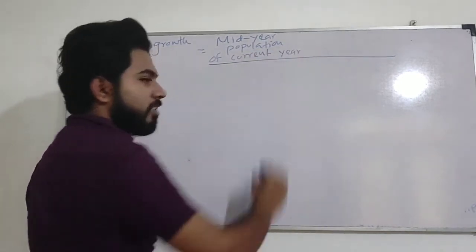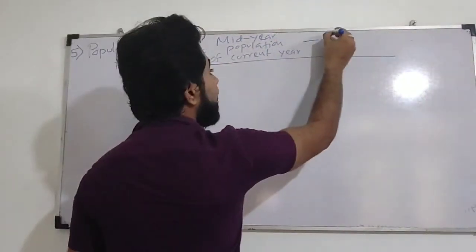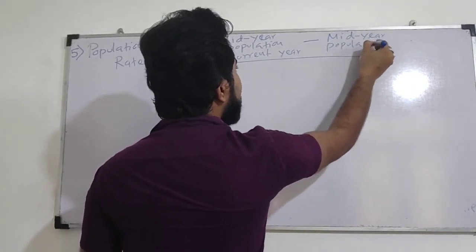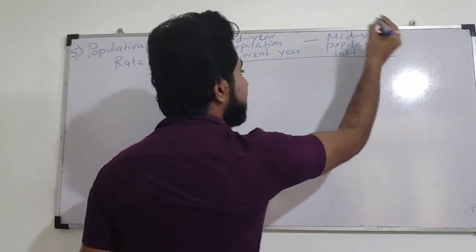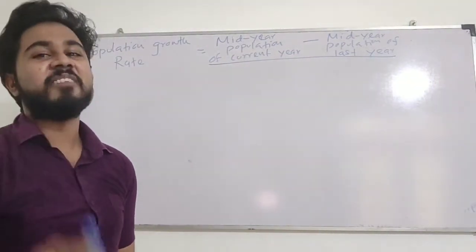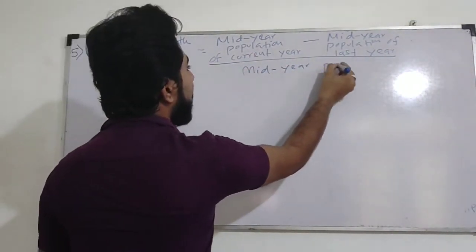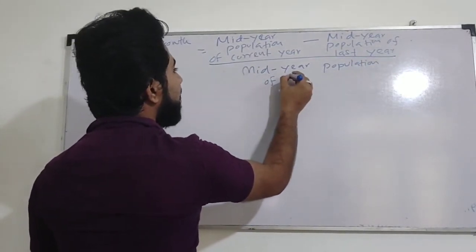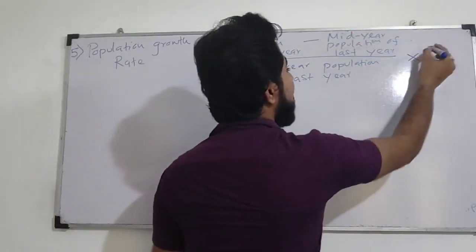If our year is 2018, then current year is 2018, minus mid-year population of what? Last year. If current is 2018, last year should be 2017. Right, divided by mid-year population of last year, right? And multiply this by 100.